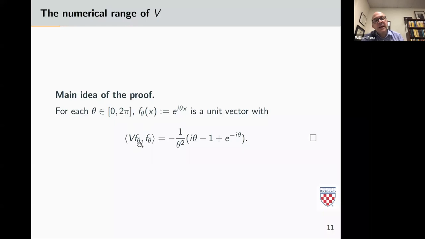And if I look at V f theta against f theta, and I do the integration, I wind up with this function of theta. And now it's just a matter of separating that into real and imaginary parts. And that at least gives you the boundary curves. You still have a little work to do to show that nothing else is in the numerical range, but that's generally the correct idea.